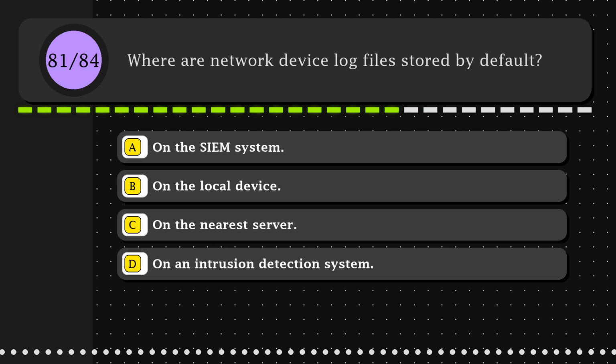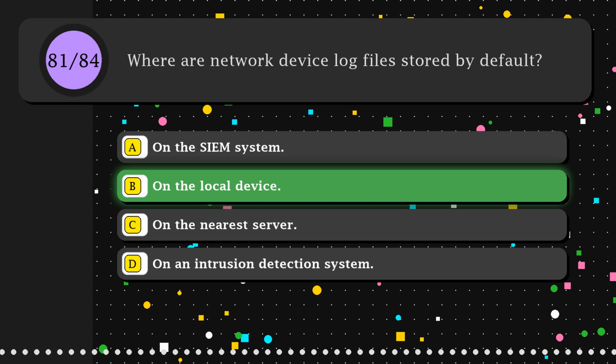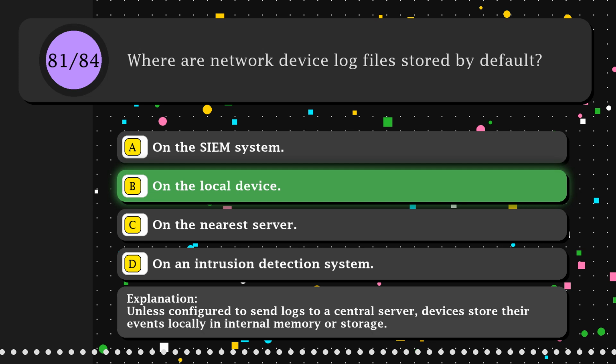Option A. On the SIEM system. Option B. On the local device. Option C. On the nearest server. Option D. On an intrusion detection system. The correct answer is option B. On the local device. Unless configured to send logs to a central server, devices store their events locally in internal memory or storage.